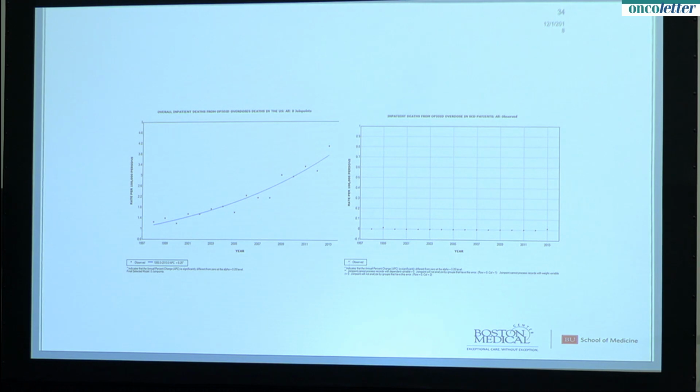However, in the sickle cell disease population, opioid-related deaths in the inpatient setting were almost non-existent, and that we see on the right. And actually, in that population, over the 16-year period, there were only 9 deaths that were reported, suggesting that opioid-related deaths in the inpatient setting among those with sickle cell disease is almost a never event.